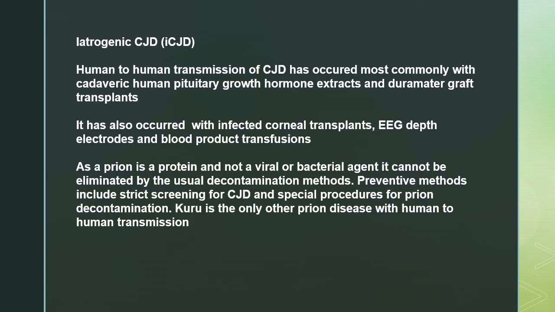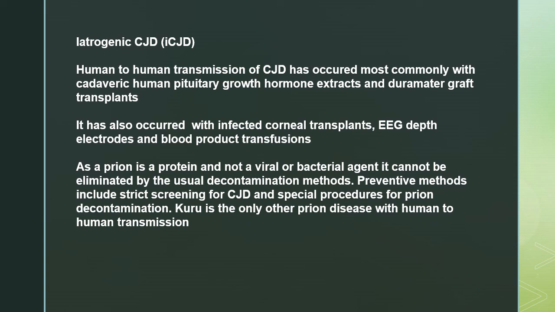Iatrogenic CJD. Human-to-human transmission of CJD has occurred, most commonly with cadaveric human pituitary growth hormone extracts and dura mater graft transplants. It has also occurred with infected corneal transplants, depth electrodes, and blood product transfusions.